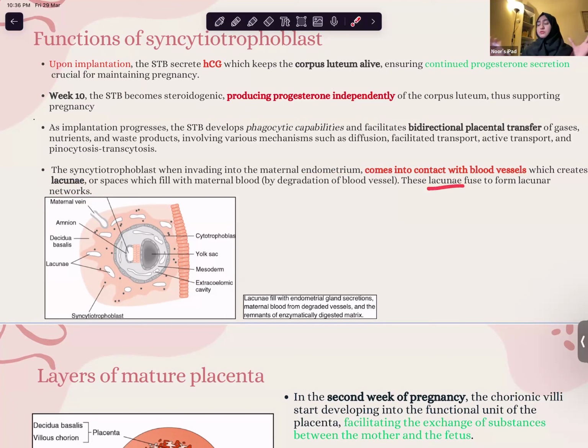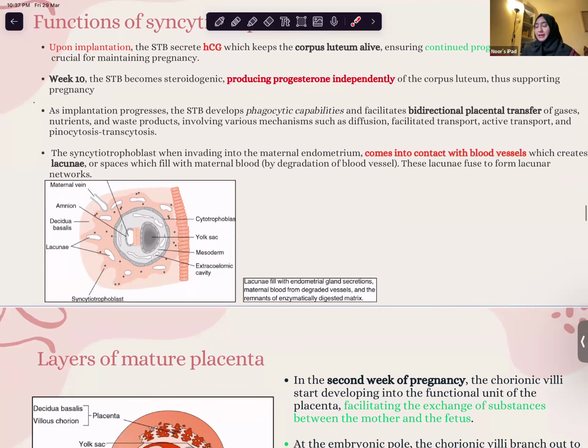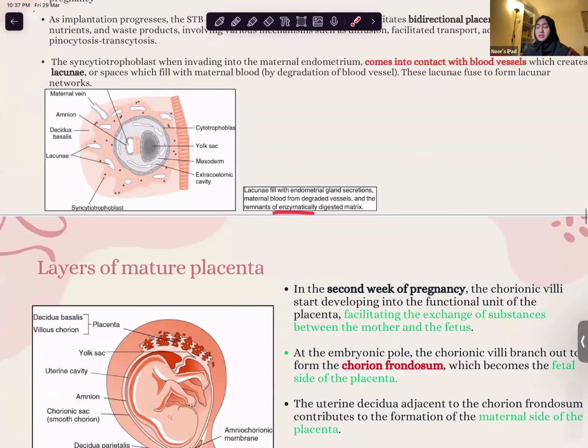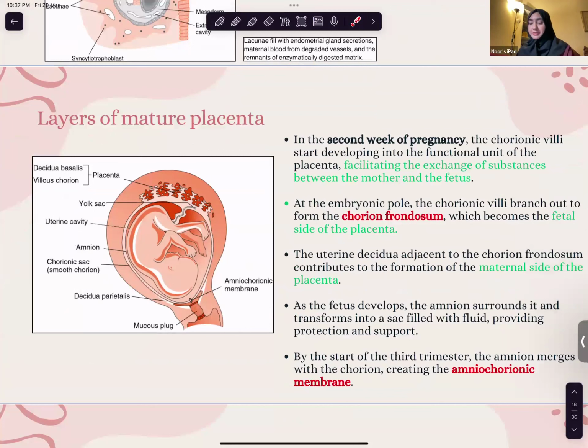Now, these lacunae would fuse to form a lacunar network later on. And just to point out, the lacunae are filled with endometrial gland secretions, maternal blood from degraded vessels, and remnants of enzymatically digested matrix. Okay, layers of mature placenta.